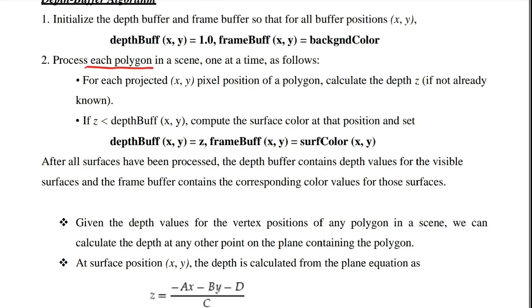Process each polygon in a scene one at a time as follows. Each polygon will be considered one at a time, and calculate the depth if not already known. We have to calculate the depth of it. How do we calculate the depth? We have a formula for that. Using that formula we will be calculating the depth. After that we will be applying that depth value z, the depth value which I calculated, to the depth buffer. After that we will be setting the frame buffer to the surface color. If that much is the depth, what will be the surface color, that also we will calculate and store in the frame buffer.